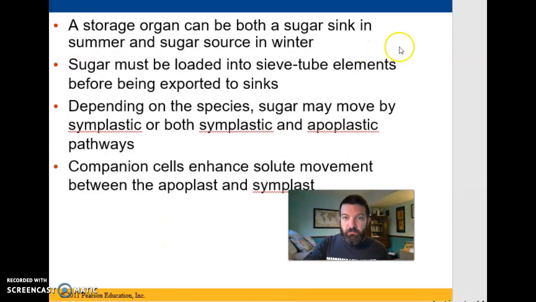Storage organs like roots in a carrot or a sweet potato, for instance, can be sugar sinks in the summer when you're filling them up with sugars, and sugar sources in the winter and then spring when you want to grow a new plant. And you can move sugar through the symplastic or apoplastic pathways.